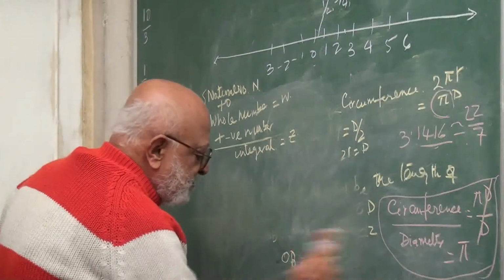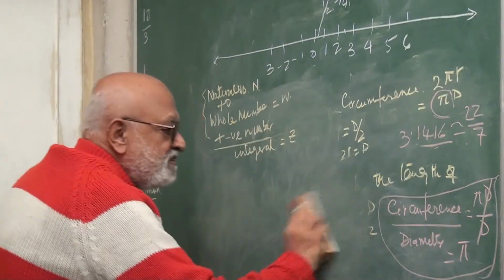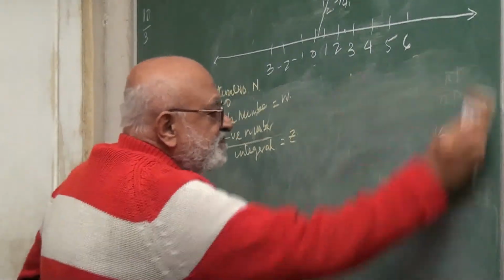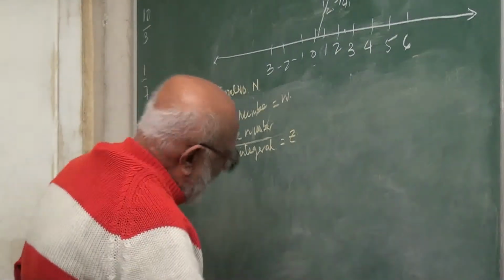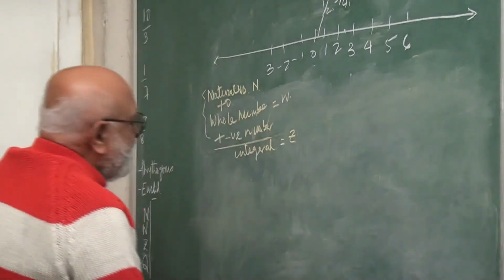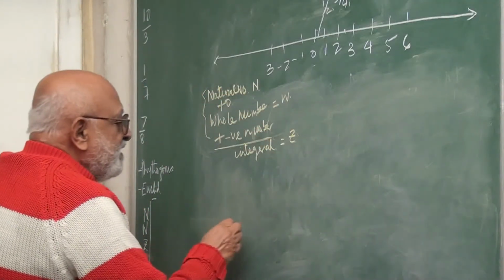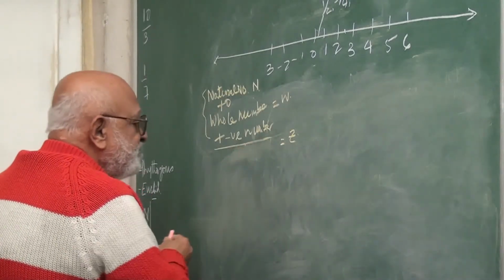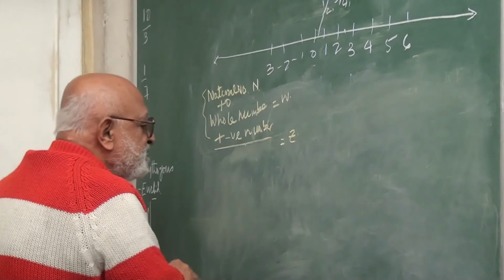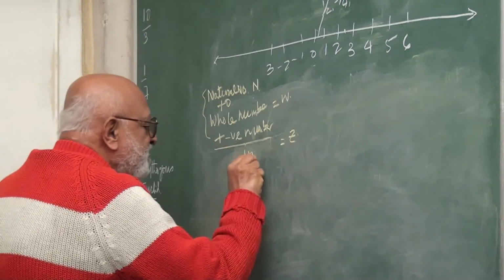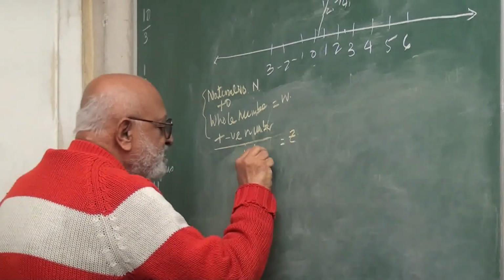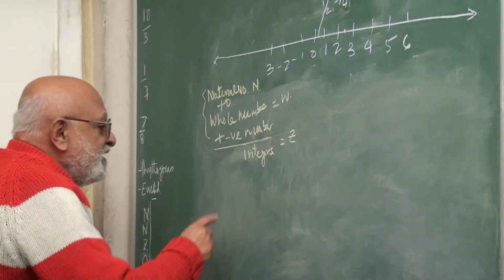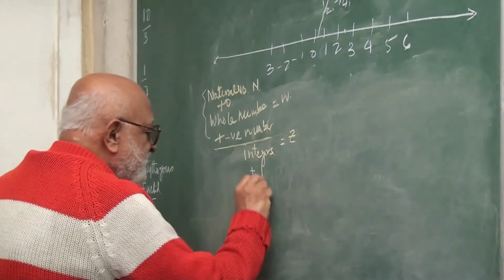So what is the big deal? Let me write it out, otherwise it feels complicated. Okay? So this whole thing is integers. I have written integers. This is Z. So integers plus fractions.